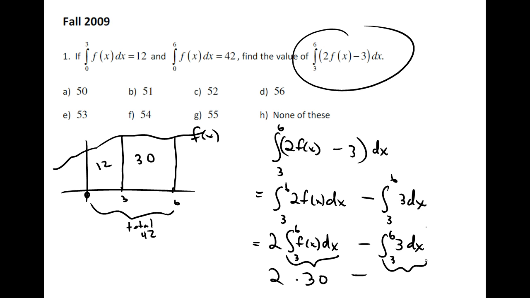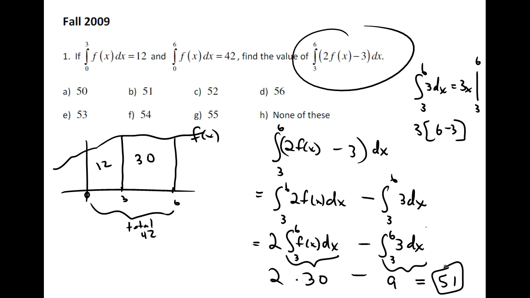Why is it simple? What function has 3 as its derivative? The antiderivative of 3 is 3x. So 3x evaluated from 6 to 3. It's 3 times the difference between them, which happens to be also 3. So this is a 9. The answer to this question is 51. That's all it is.